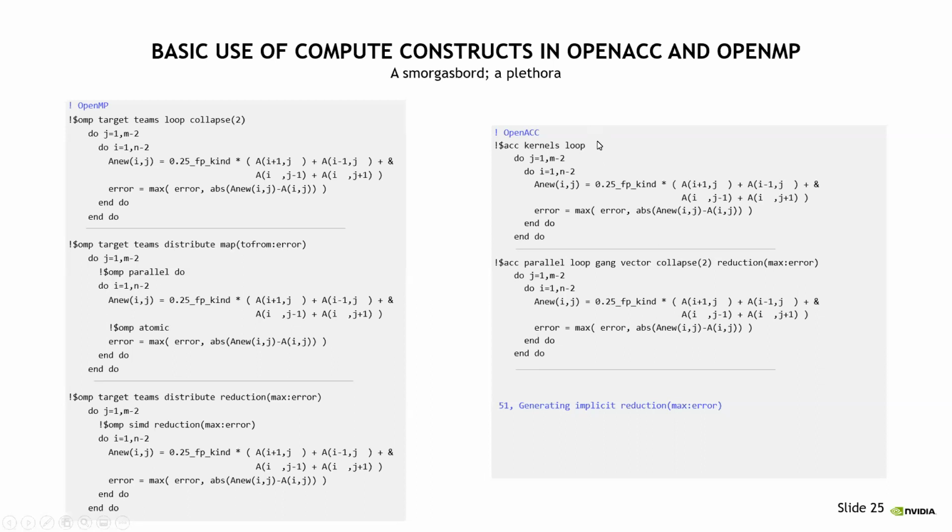On the right, OpenACC has basically two forms. One is ACC kernels loop, which says, offload the next loop into a kernel, and a little bit more explicit form, which is OpenACC parallel loop gang vector, which gives you a little bit more control over how it's mapped to the GPU.